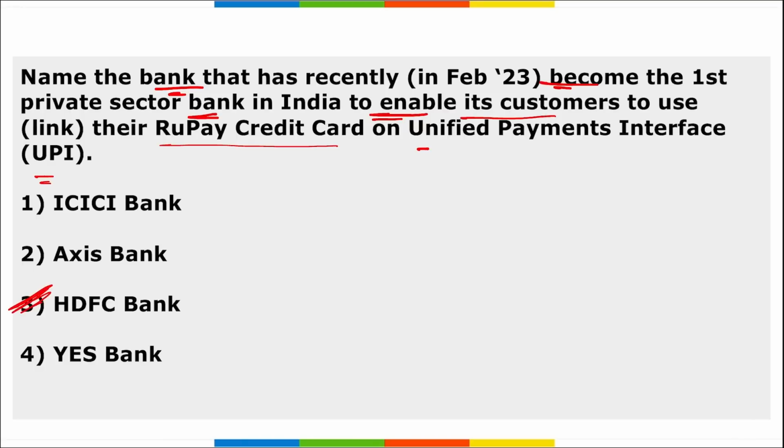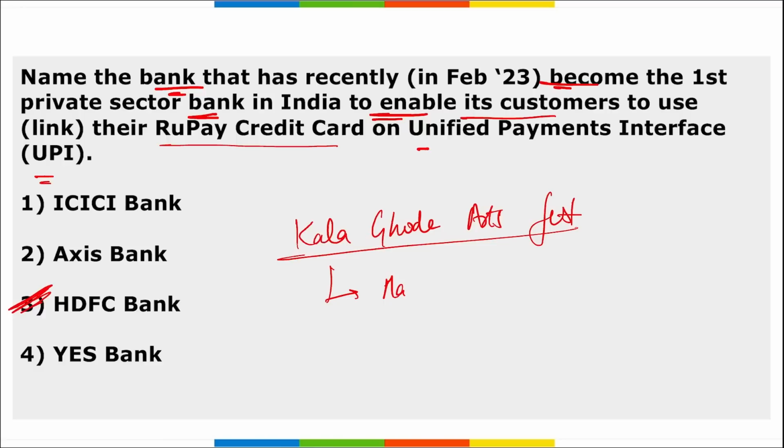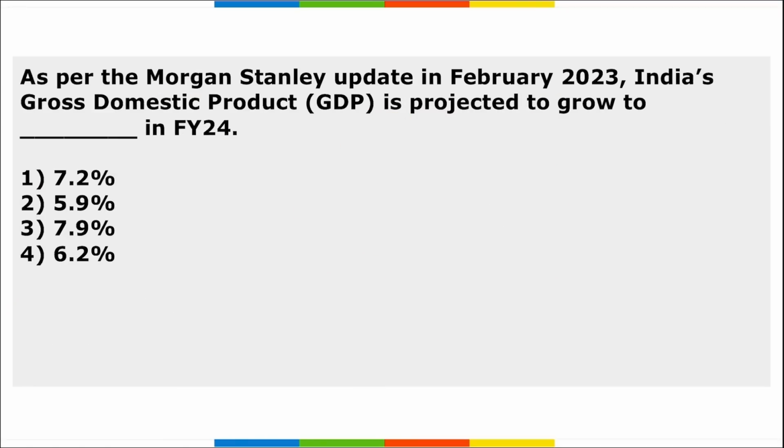Similarly, if I ask you Kala Ghoda Arts Festival, where this was observed? This is observed in Mumbai. In Mumbai only, remember, first double-decker electric bus has been launched. Next, as per the Morgan Stanley update, India's GDP is projected to grow by how much percent? India's GDP is projected to grow by 6.2% in fiscal year 24. So 6.2 is correct here.